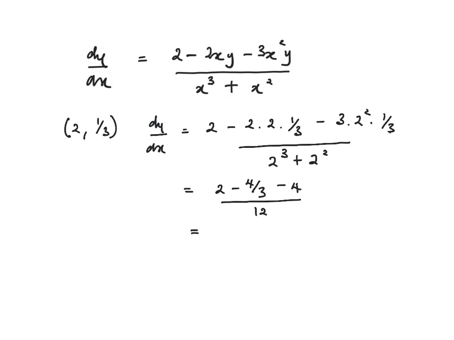If I multiply the top by 3, I get 6. Multiply the top and the bottom by 3. So I have 6 minus 4 minus 12 over 36. And that then gives me 6 minus 16, minus 10 over 36, which is minus 5 over 18.